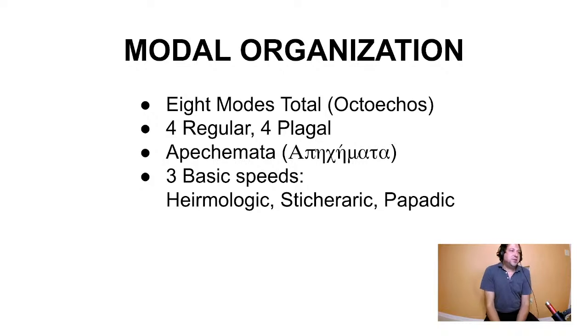And you have three basic speeds. You have irmologic, sticharic, and papadic. Irmologic is your fast apolytikia, where you are just getting through it. Something like, for example, Christos Anesti, which actually has two speeds. You would have Christos Anesti in the sticharic, which is basically what we all sing. But then you have a faster one, which goes a little something like this.